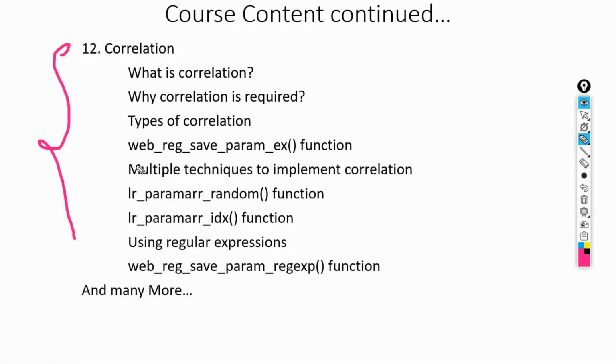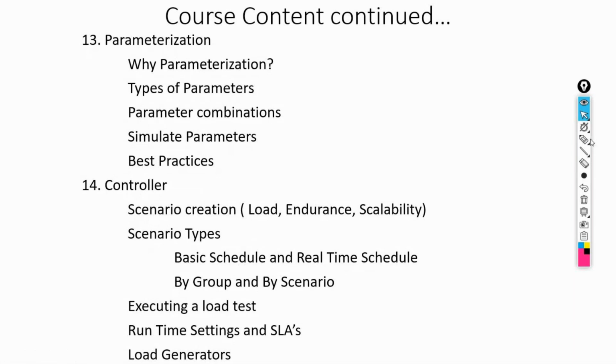It is that important that if you don't know how to correlate, then probably you end up not doing any scripting. It's that important. And then you have parameterization, which we'll discuss for three sessions, where it's all about passing different sorts of test data to the script instead of passing the same test data again and again.